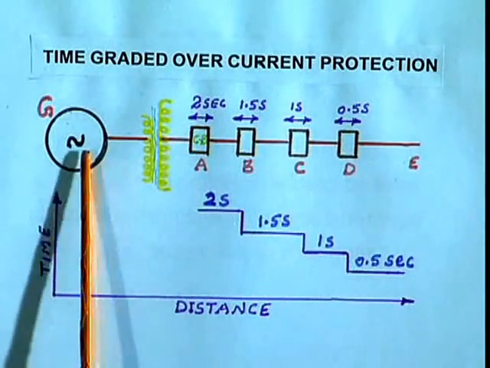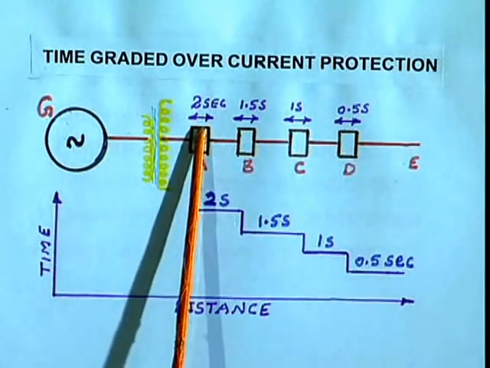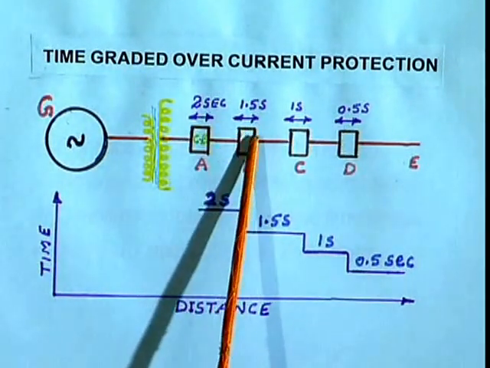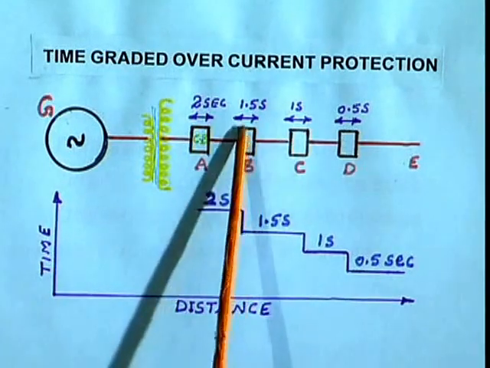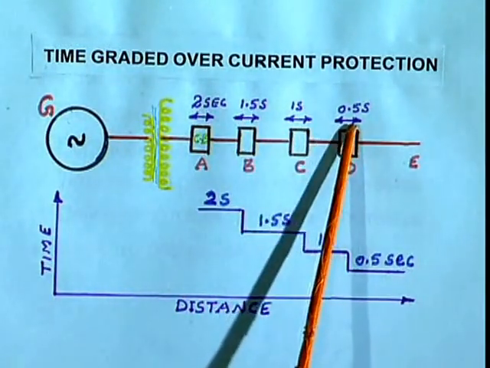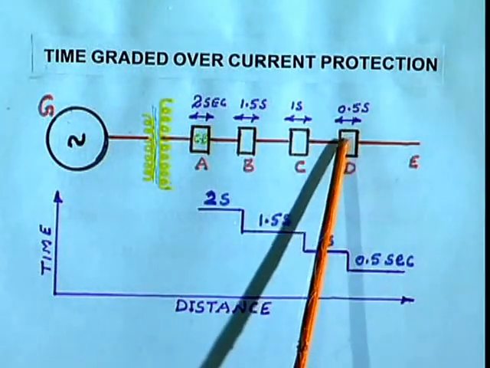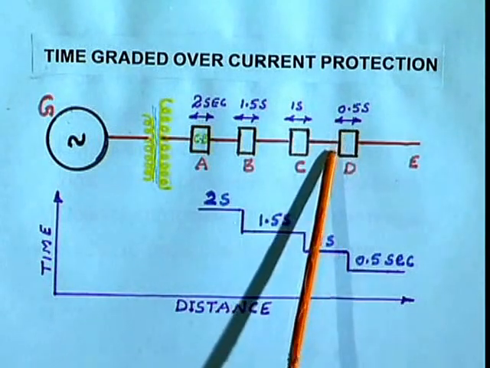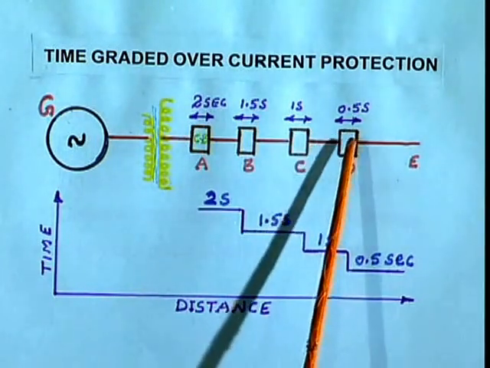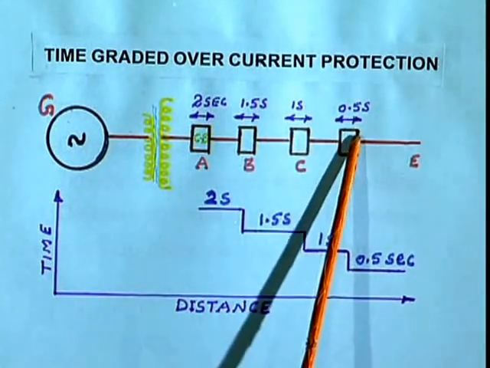Now, nearest to the generator end, the relay time delay will be 2 seconds. Then as you go further, the time will be decreased in steps of 0.5 seconds. That means at B 1.5, at C 1 second, at D 0.5 second. So the relays are graded at the rate of 0.5 seconds. What is meant by a setting of 0.5 second? If the fault occurs, the relay will operate within 0.5 second.